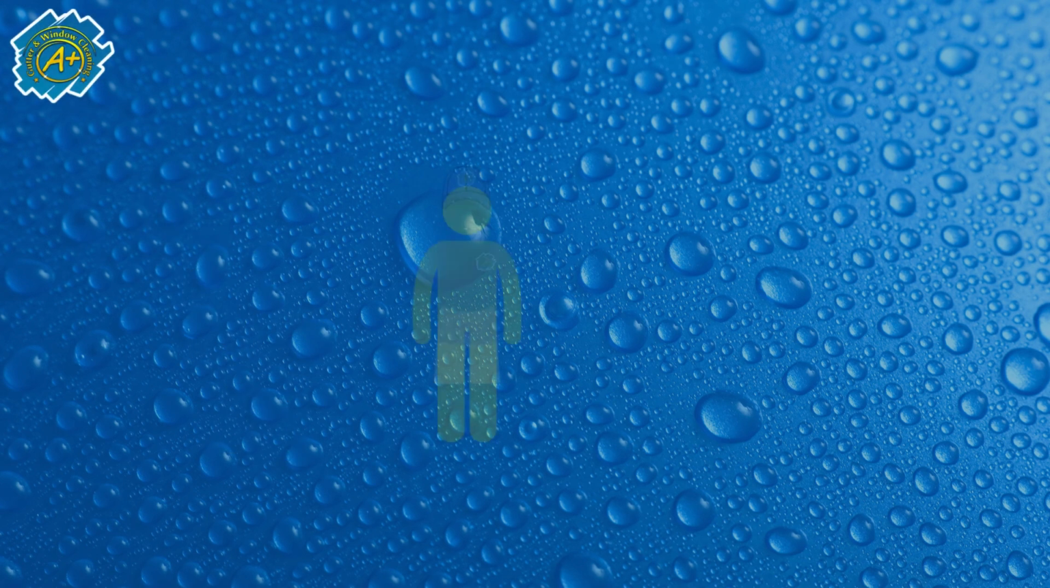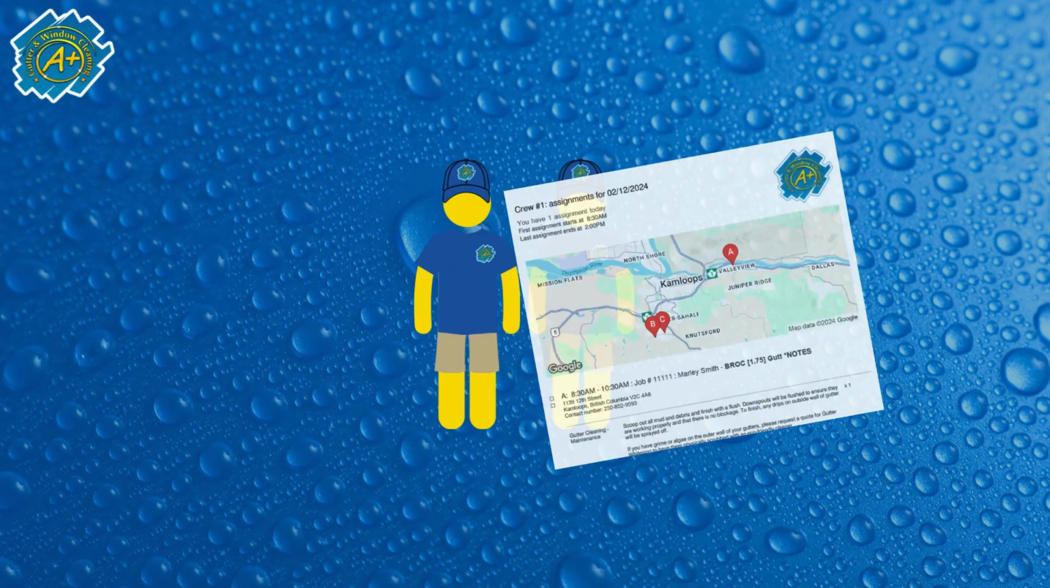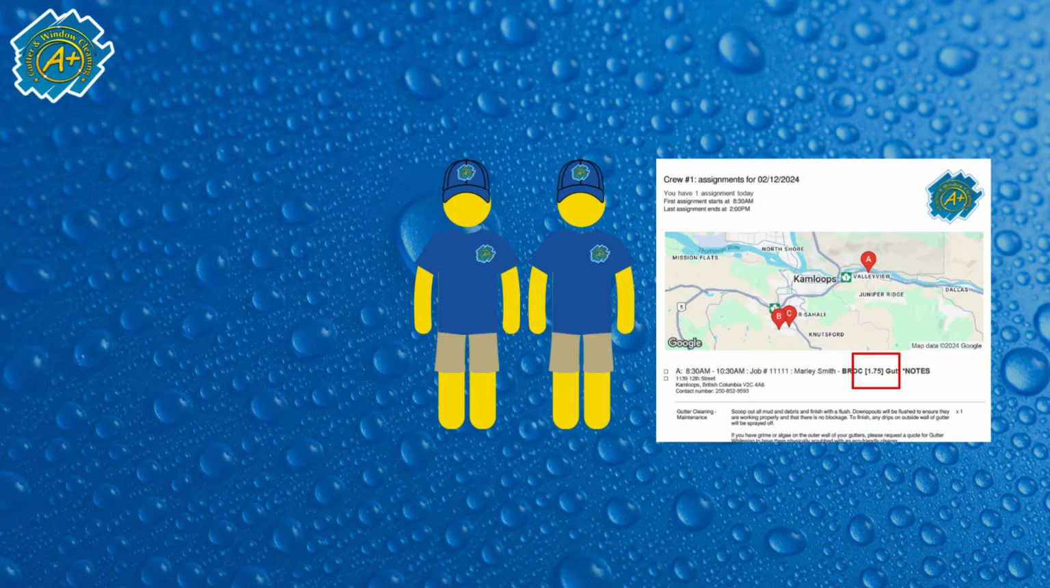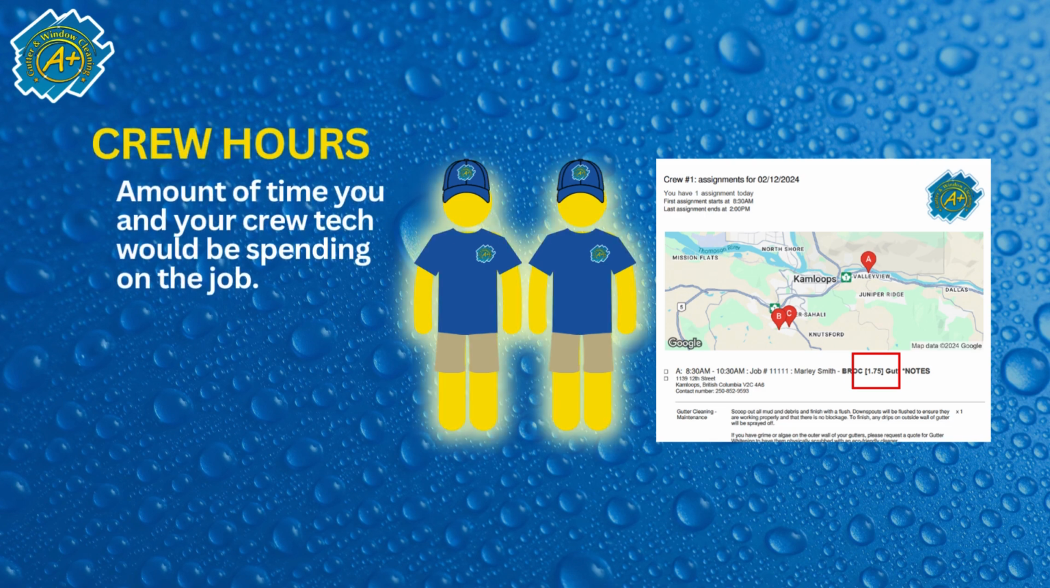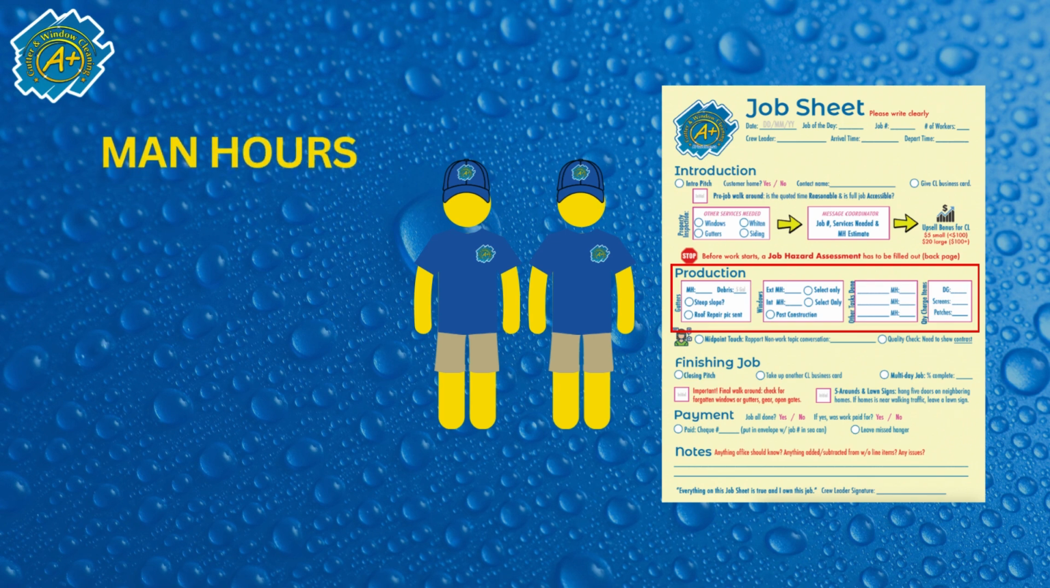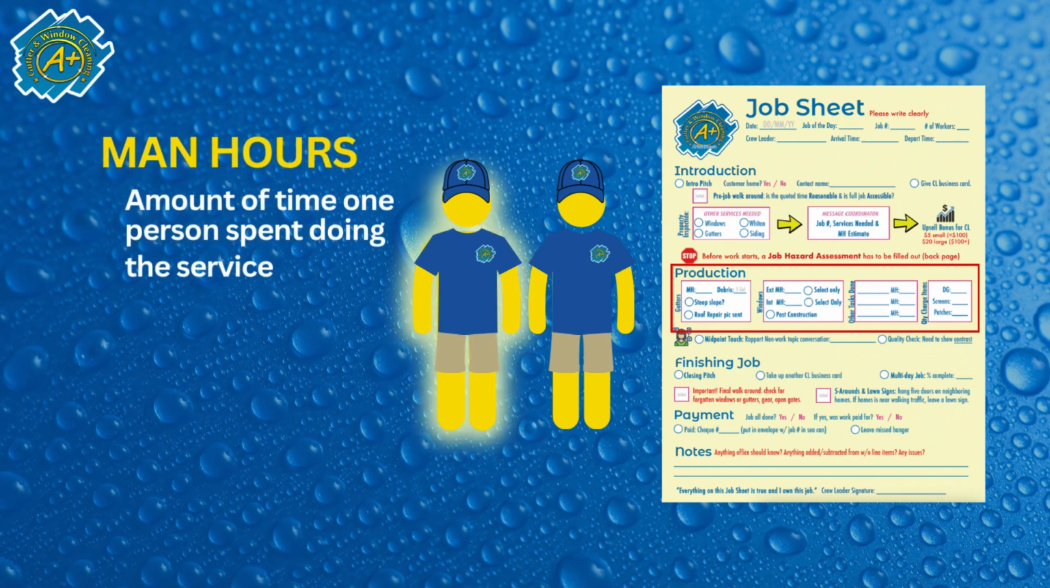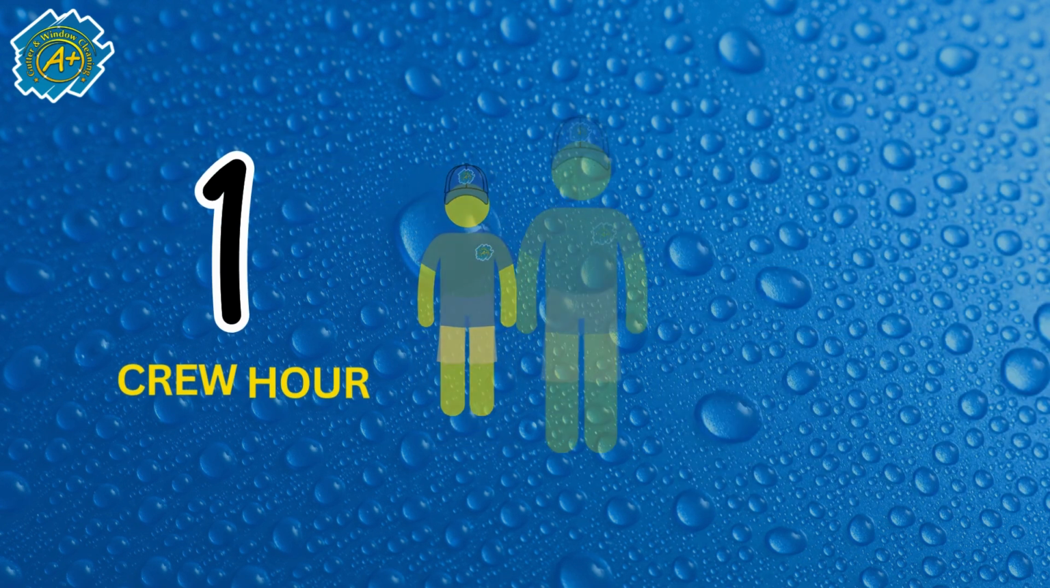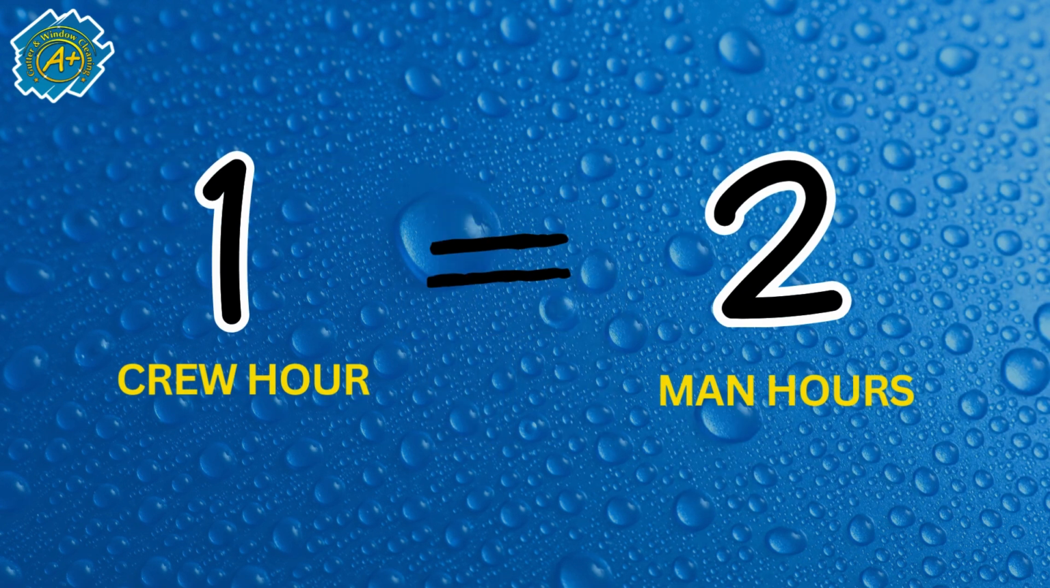Our crew usually consists of 2 people. In your work order, you will see square brackets with a number inside. This shows crew hours, which is the amount of time you and your crew tech would be spending on the job. On the job sheet, it has a breakdown of the services and it will ask you to put in the man hours. This is the amount of time one person spent doing the service. To put it simply, 1 crew hour is equal to 2 man hours.